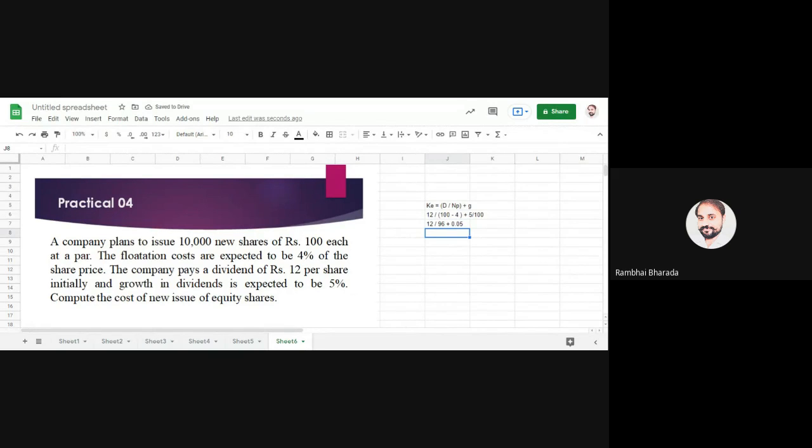Let's do the calculation. 12 divided by 96 is 0.125.